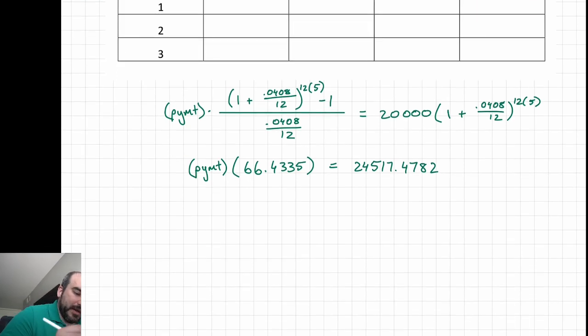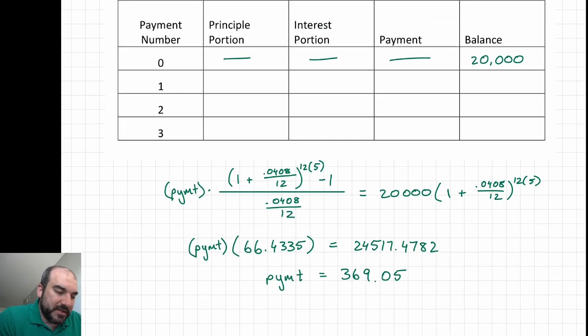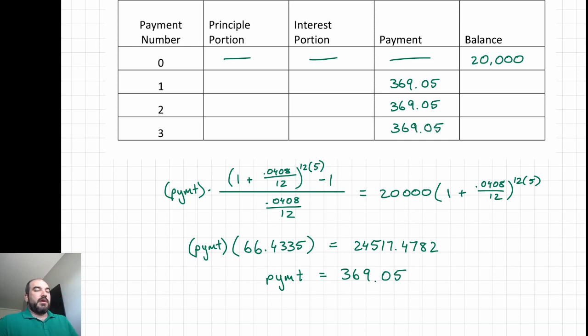Okay, and then we're just going to divide the 66.43335 over and get that the payments will be 369.05 when rounded to 2 decimal places. So once we get that number, that is our payment amount, we can put it into our table. 369.05, 369.05, 369.05. So the payment does not change for the duration of the loan.